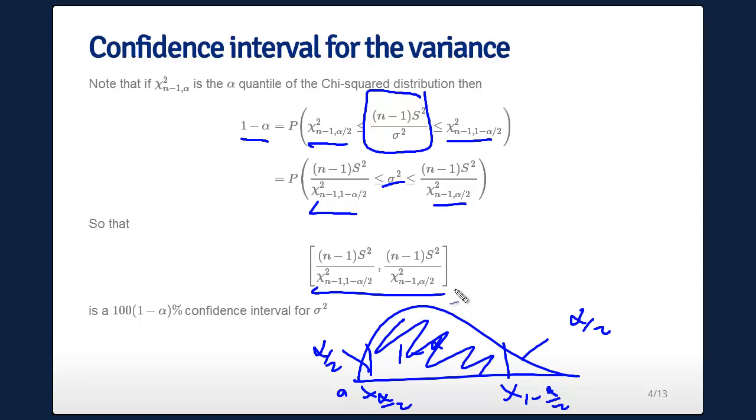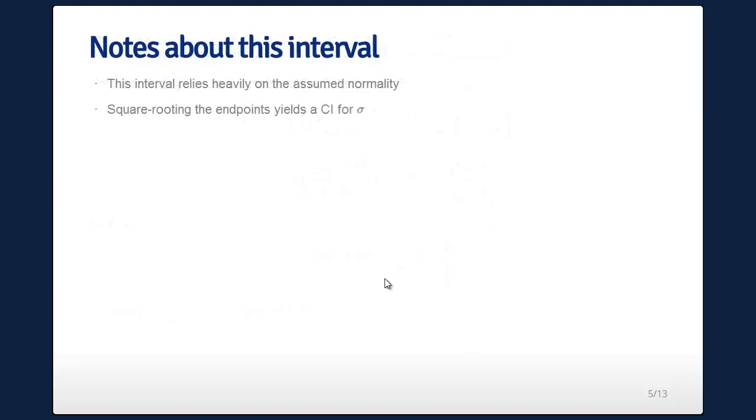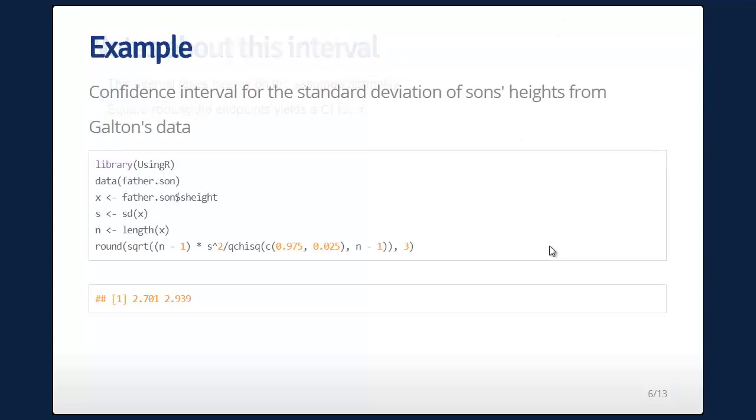It's not a terribly good confidence interval for sigma squared, but it's a quick one that you can do. If you want an interval for sigma, you just square root the endpoints. But the reason it's not very good is that this interval relies very heavily on the normality, so you might want to bootstrap or something else to get a better interval. But it's quick, right? The bootstrap is slow, and this is super fast. It doesn't get any faster than this.